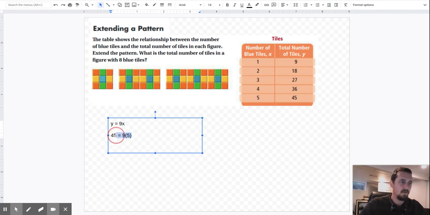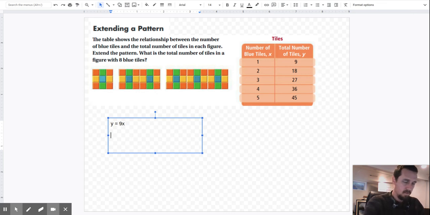Okay, so I found an equation. This equation describes this relationship, and it matches the table, which also describes the relationship. So all three of these things are accurately connected. Last thing I need to do is use that to answer my question. So, in other words, I need to say when x is 8. So in blue tiles, that's our x is 8. We could also point out that x is our independent variable, and y is our dependent variable. And so the total number of tiles depends on how many blue tiles there are.